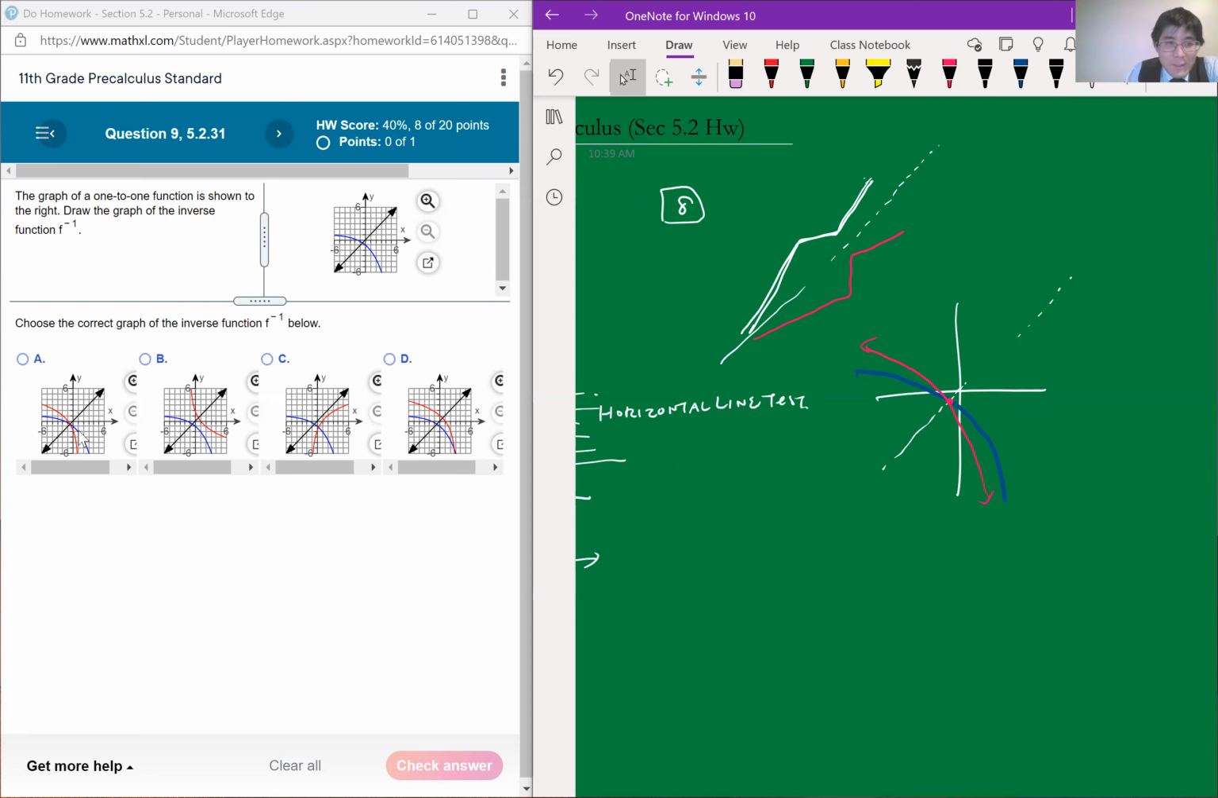Do you see the red line and the blue line intersect along the line y equals x? Otherwise, it doesn't make sense. For example, D does not make sense because if they meet at this point, they also have to have the same intersection at the symmetric point around here. So D is not correct. Likewise, C is not correct, and B is also not correct. And choice A is the only one.